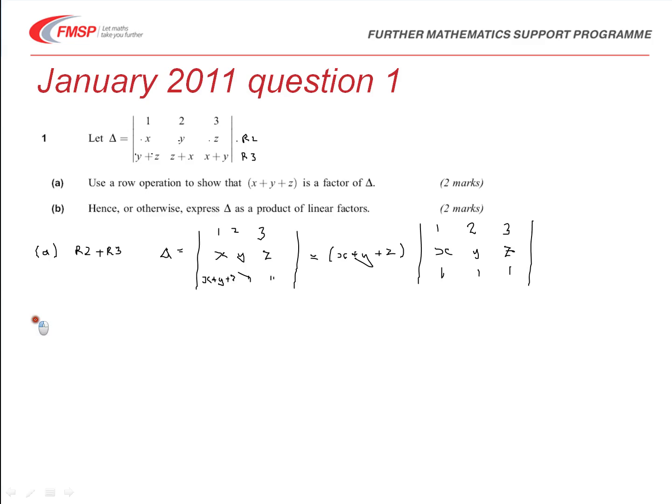Now in part B, we've then got to continue to complete the determinant. Well, we could consider doing further row operations or column operations on this matrix, but since we've got zeros along that bottom row, it would seem to make sense to just expand this determinant using that bottom row.